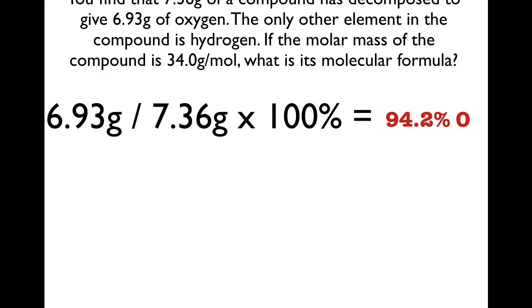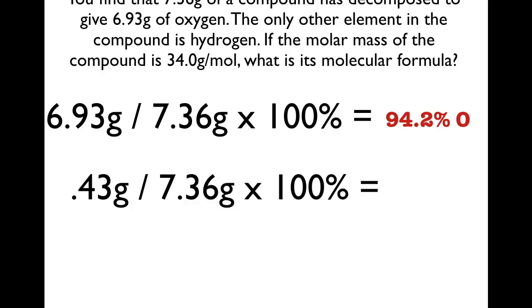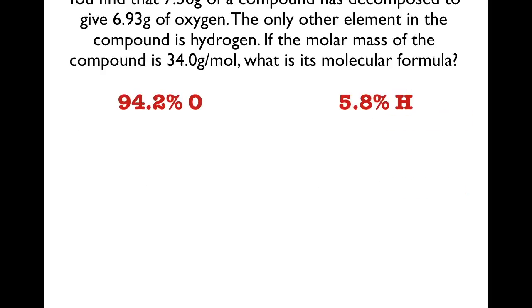I can just subtract that 94.2% from 100%, and it'll give me the percentage of hydrogen. But if you want to be sure, then do the same thing that you did for oxygen. So I'm going to go 0.43 grams divided by 7.36 grams, which is the mass of the whole compound, times 100%, which gives you 5.8% hydrogen. So far, I know I have 94.2% oxygen and 5.8% hydrogen.